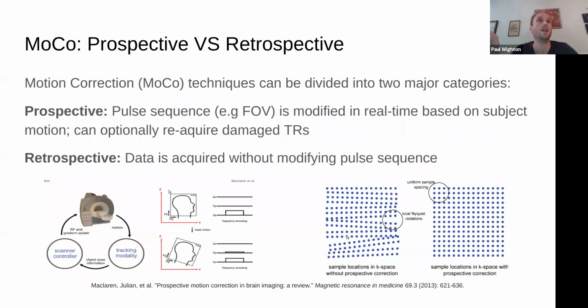Prospective also gives you the option to do something called reacquisition. If we know the patient moved during TR 17, let's say, we can add that to some sort of queue, so that at the end of the scan, we go back and reacquire that particular TR where k-space was damaged.